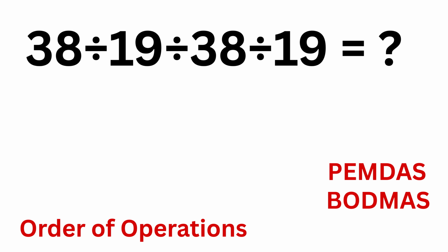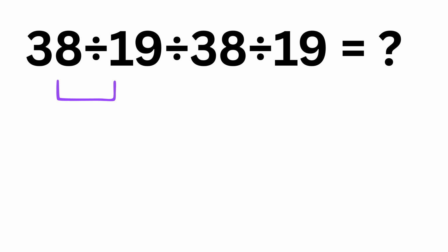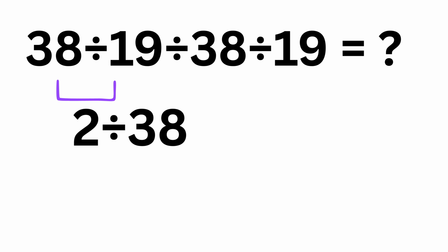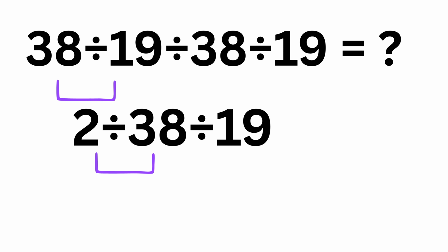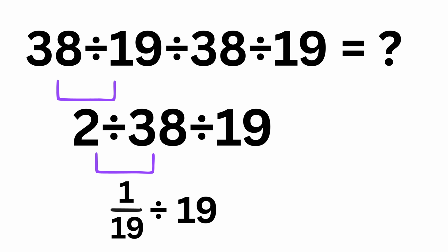an expression, we have to work from left to right. So here first we have to do the first division, then the next division, and finally the last division. So the first division of 38 divided by 19 is just 2. So we get 2 divided by 38 and again divided by 19. Now we have to do this division. 2 divided by 38 can be written as 1 over 19, then divided by 19.